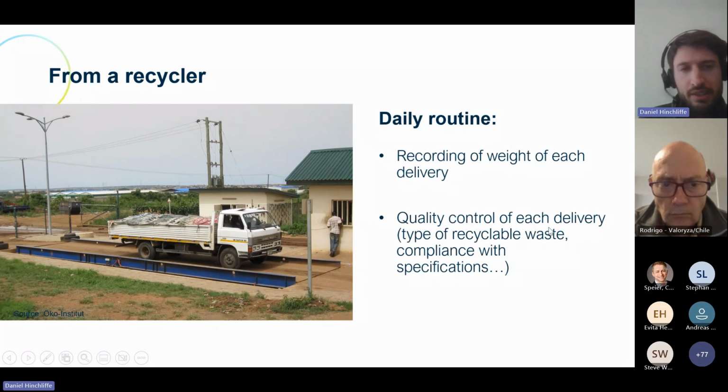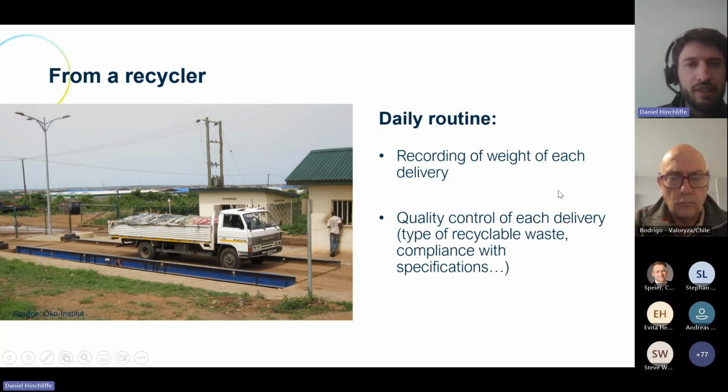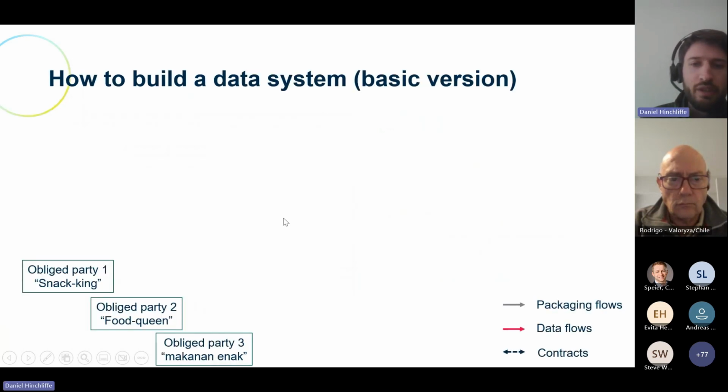And then at the recycler side, we also have a daily routine for recyclers where you're recording the weight of each delivery of material to be recycled. And then you also look at the specifications. What's the quality of the waste that's coming in? And what type of waste is it? Can I even recycle this? So recyclers also have this data, and the data system for an EPR basically depends on collecting this data and then being able to see if this meets your targets.